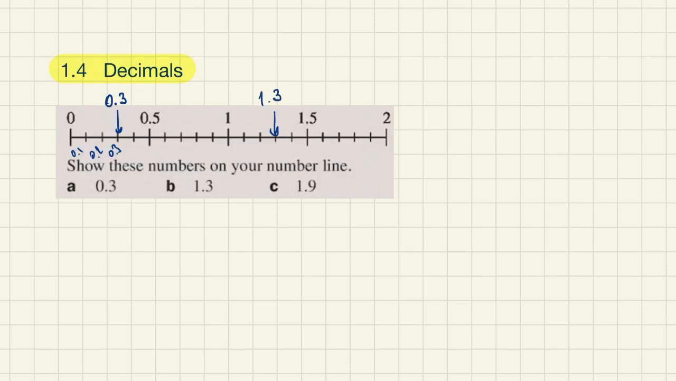In the same manner, 1.9, pretty close to 2. Here we go, 1.6, 1.7, 1.8. We finally get to 1.9.